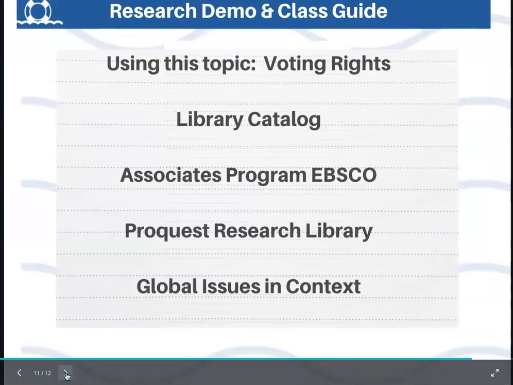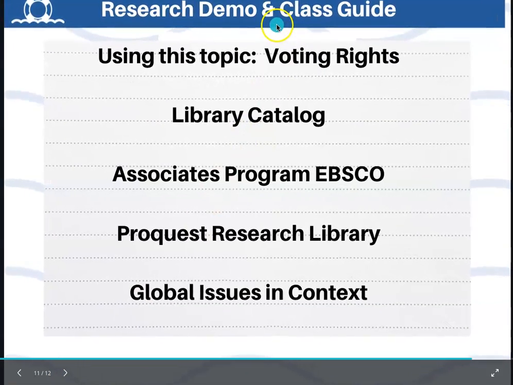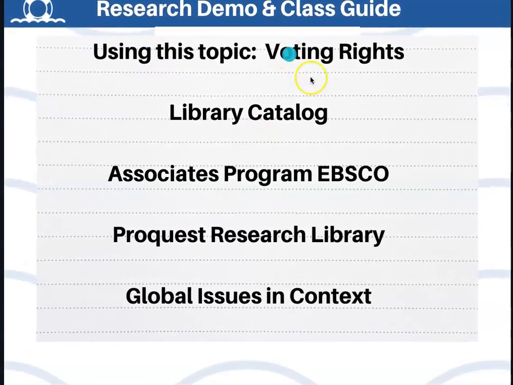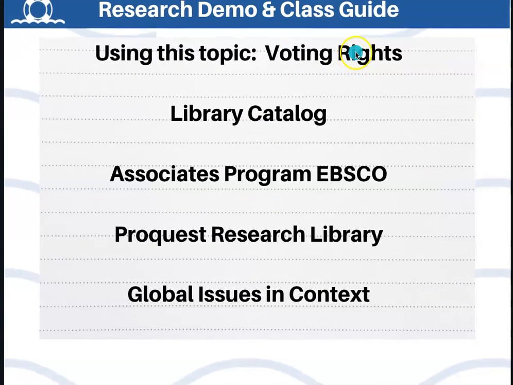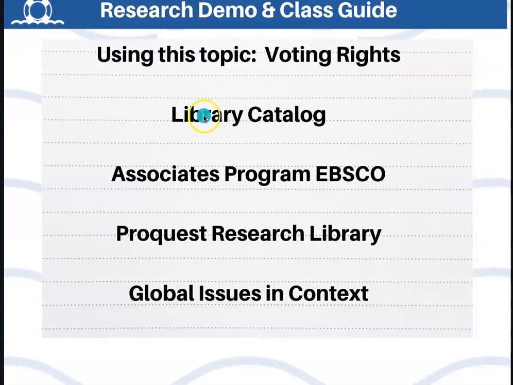Now, we're going to look at the research and the demo and the class guide. I'm going to be using the topic voting rights, you may have noticed. I'm going to take you to the actual library catalog, not just the little image of it. I want to show you the Associates program at EBSCO. I'm also going to show you how to search every EBSCO database at one time, should you choose to do so. I'm going to show you the ProQuest Research Library.